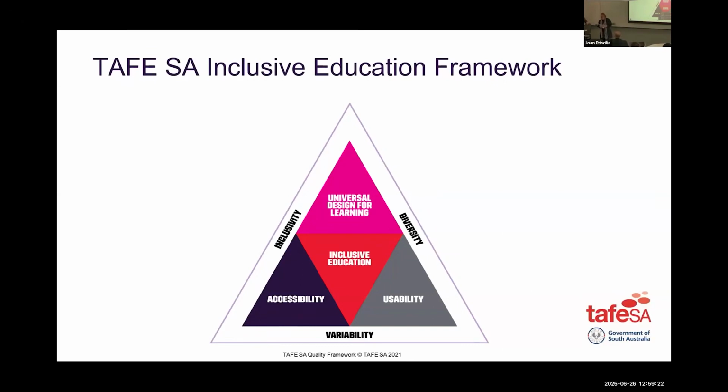So at the base of our roadmap is the TAFE SA Inclusive Education Framework. We're very proud of this. It is our commitment to provide inclusive education experiences, recognising individual strengths and capabilities, and accommodating individual learner requirements and removing barriers to participation. The framework showing on the screen is a triangle, and the words around the outside highlight that we are designing for inclusivity with consideration of diversity and also variability within the learner cohort. Inside the triangle are 3 pillars: accessibility, usability, and universal design for learning. If we apply these in our practice, we create the greatest opportunity for our learners to feel included.